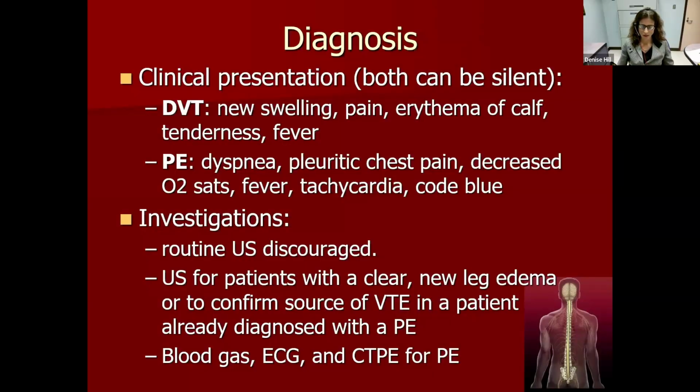So if the patient does have symptoms at the bedside, just in the legs, we would do an ultrasound, and we would want to confirm the source of the VTE in a patient who happens to be diagnosed first with a PE. So we go back and ultrasound their legs just to see if that's where the clot came from, so as to not look elsewhere. And then for PE, we would also do blood gases, ECG, and CTPE, which includes a pulmonary angiogram, to rule out PE.